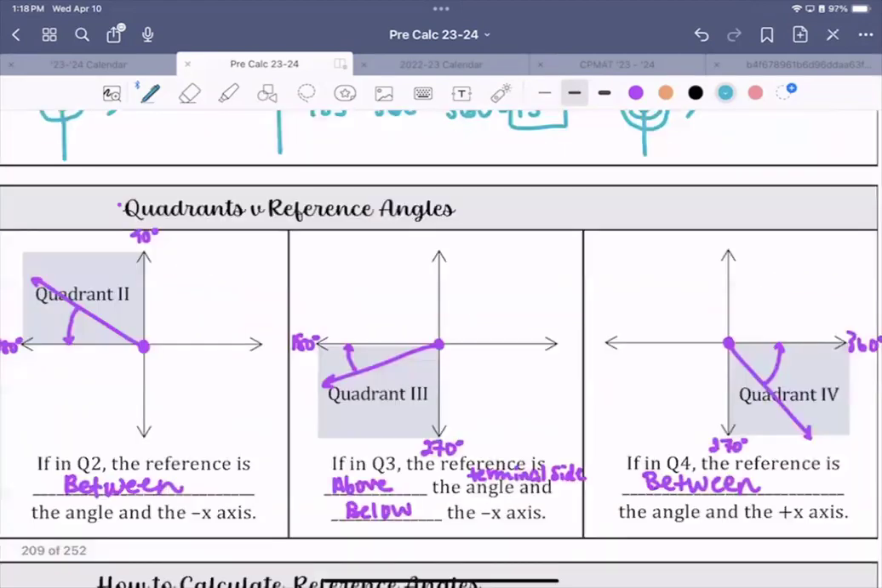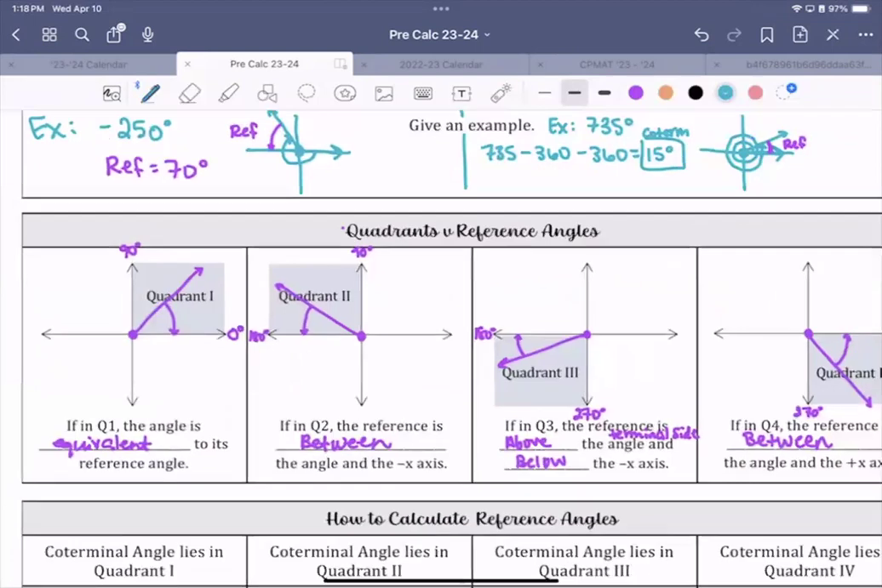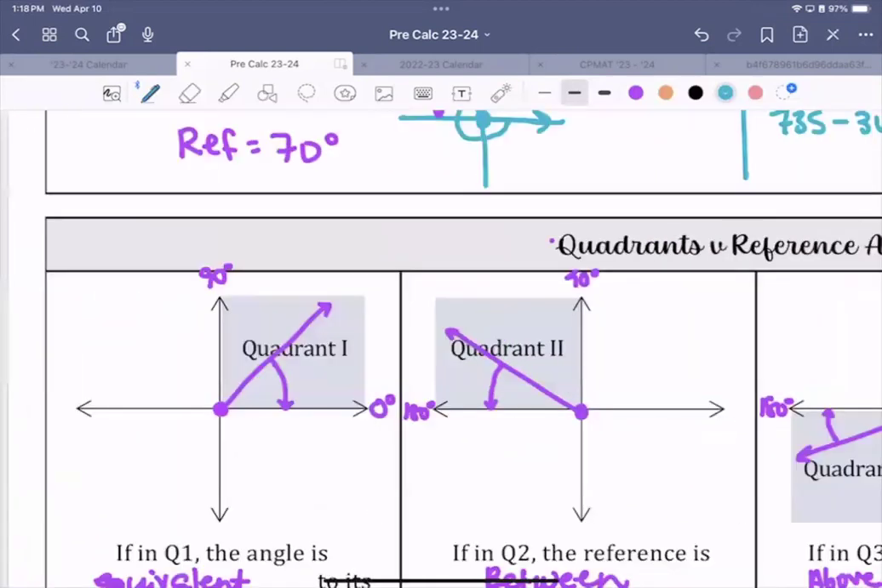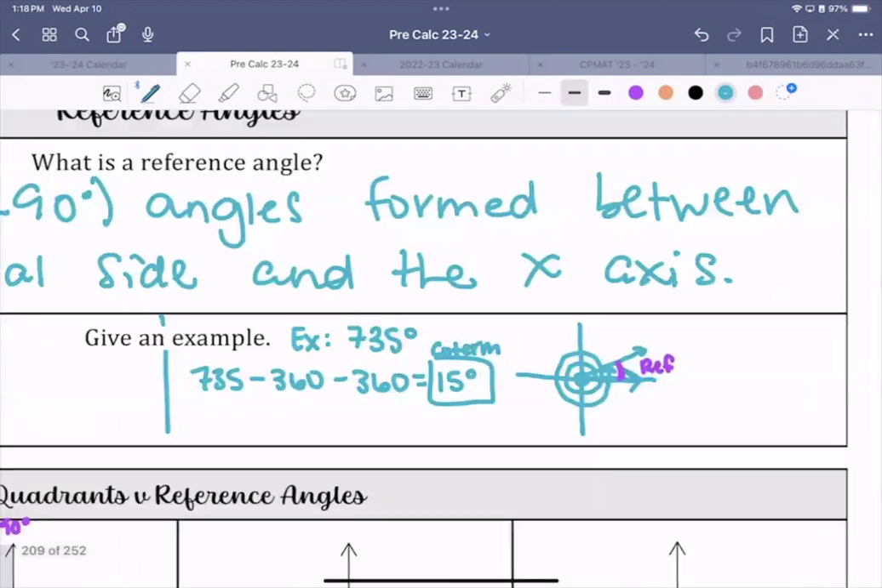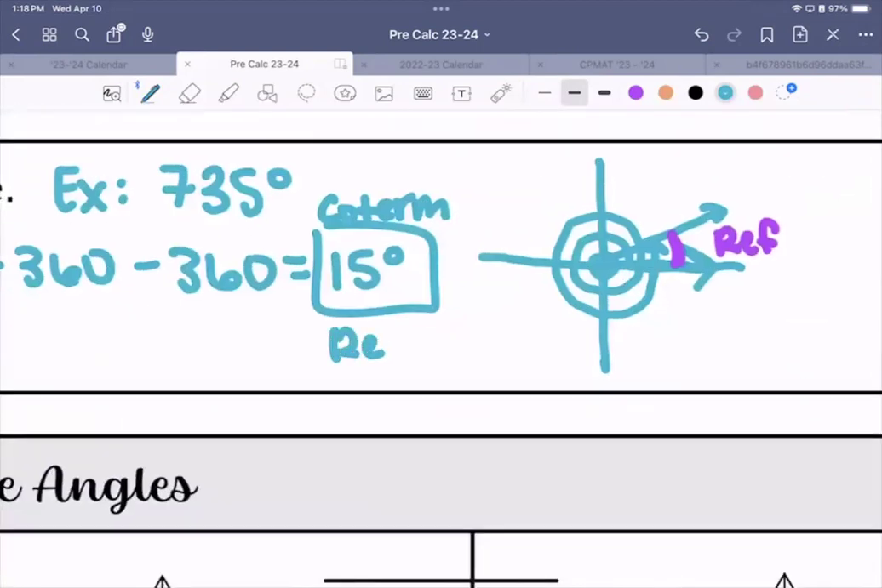Then I'm going to use that coterm. I'm going to look here. And I'm going to say, okay, well, 15 degrees ends in quadrant 1. And per our directions, our reference angle is equal to our coterminal if it's in quadrant 1. So this is also the reference angle.